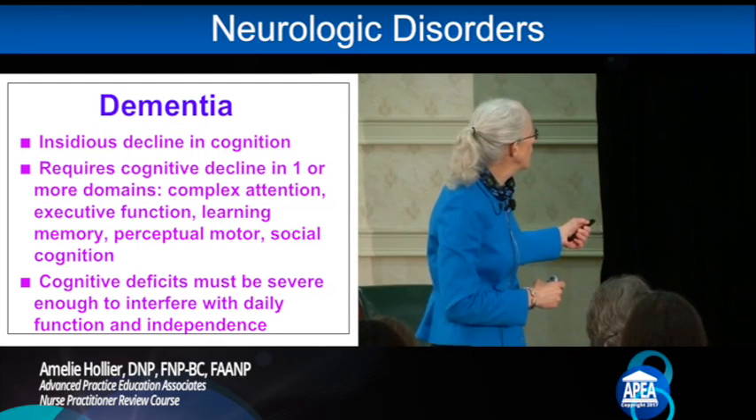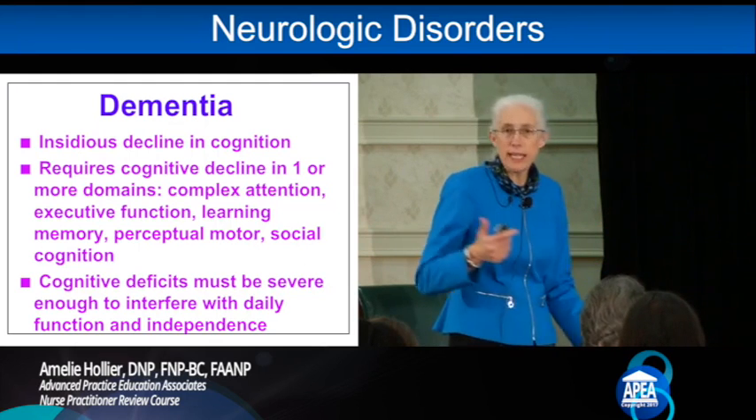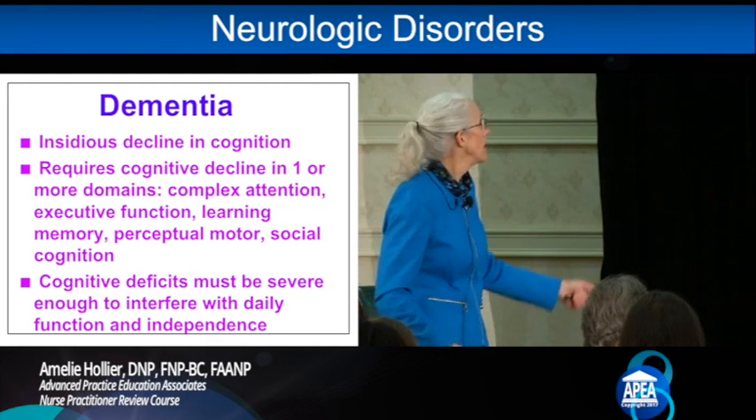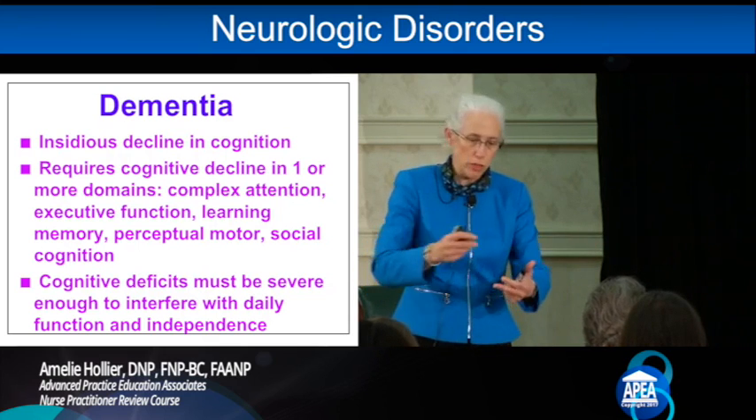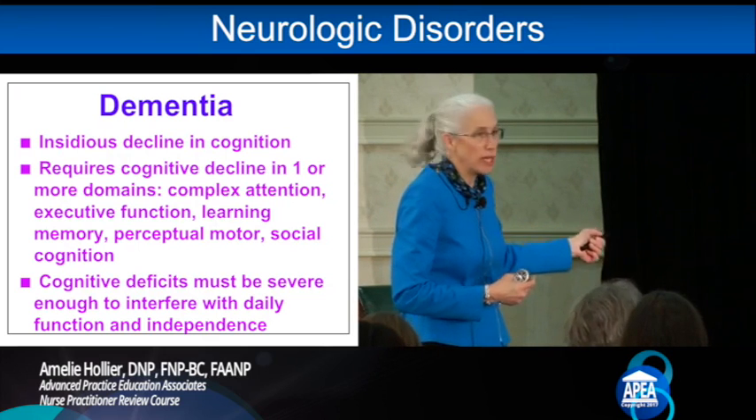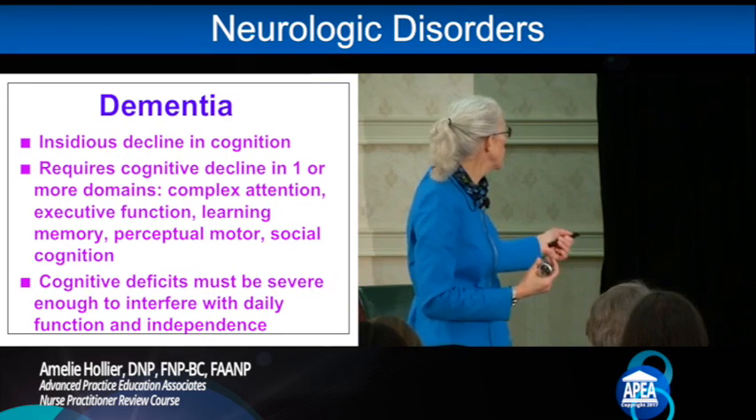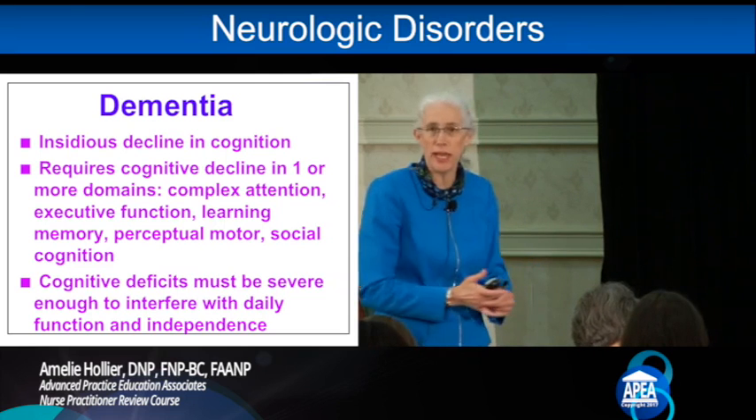We see decline in one or more of these domains. By DSM-5's criteria, the domains are complex attention, executive function, which means your ability to manage your calendar, learning and memory, motor, and social cognition as well. So there's something that is just not quite right with these patients.